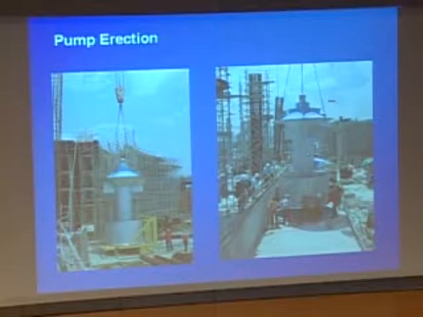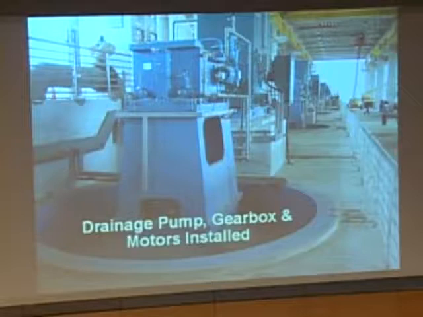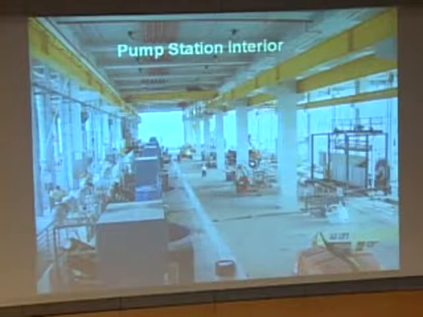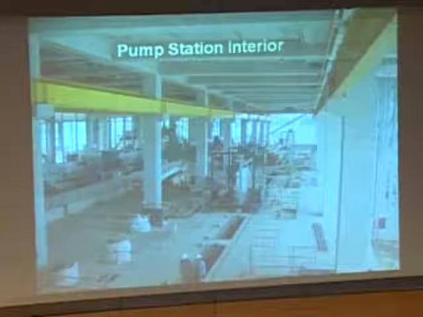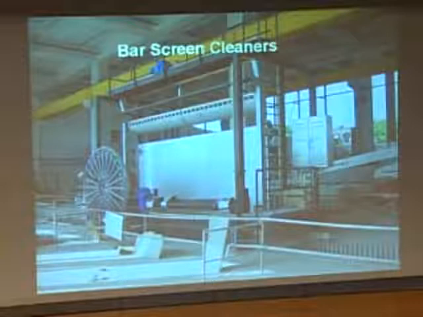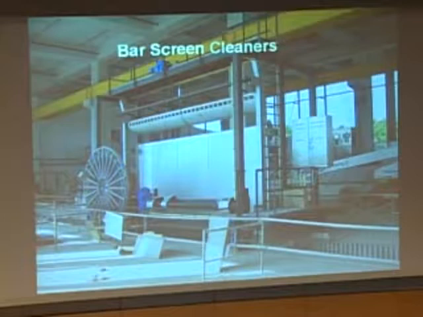This is now what it looks like in the pump station building. We're within a few months of being completed. So it's a big facility. Pumps are lined up here. These are the motors. The lower ones are the gearboxes. And then this is another view of the facility. These are the rakes that clean the screens that protect the pumps. These are the rakes that move down the screens, which are in here, and keep the debris out of the pumps. Bar screen cleaners.